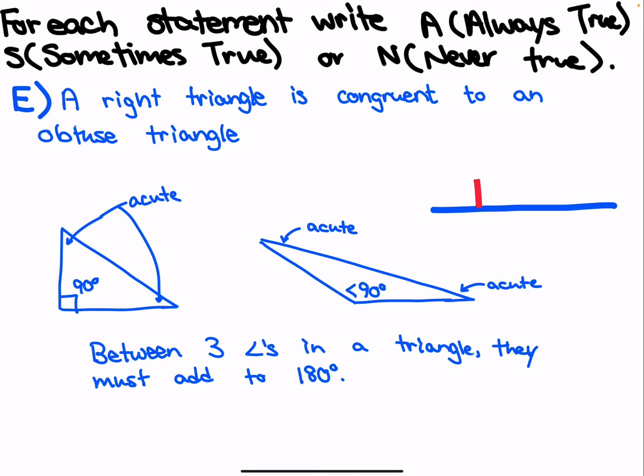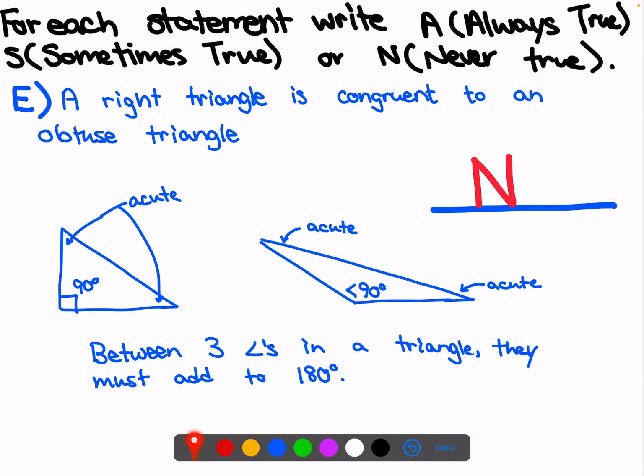Letter E. A right triangle is congruent to an obtuse triangle. This is never going to be true either. A triangle can either have a right angle or an obtuse angle. It can't have both. And the reason for that is if there's 180 degrees in a triangle, which we know is true, we can't go above 180 degrees. Well, if I have a right angle, that's 90. If I have an obtuse angle that's greater than 90, well, 90 plus 90 is already 180. So therefore, this is never going to be true.